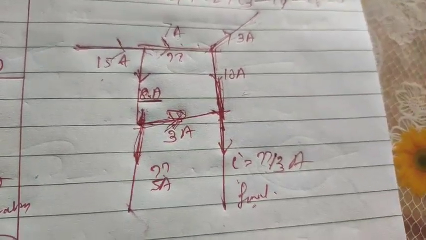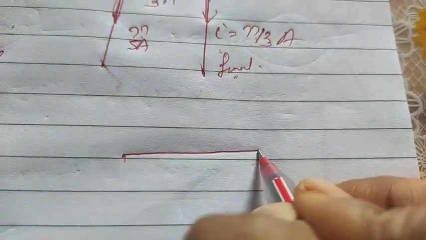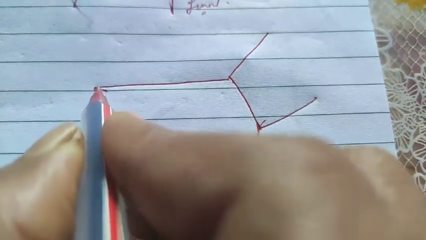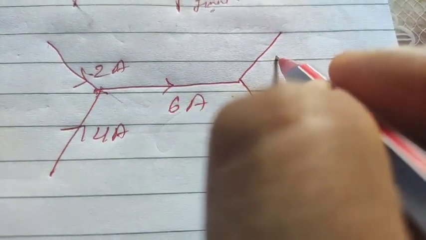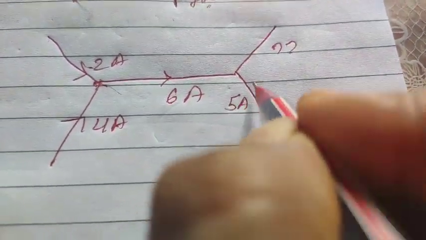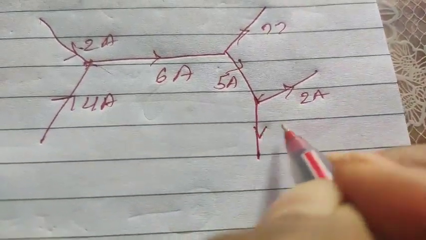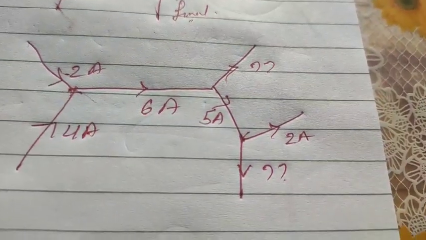Okay? Now we will move to the second concept. This is your homework. This is 2 ampere. This is 4 ampere. This is 6 ampere. This is a question mark. This is 5 ampere. This is 2 ampere. And this is again a question mark. You try to solve this question and tell me the answer. Okay?